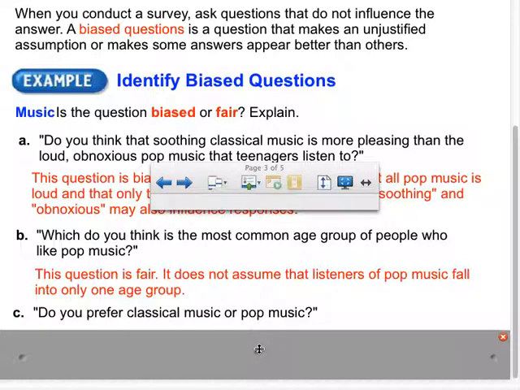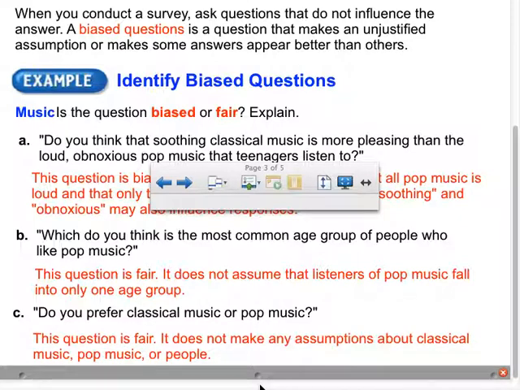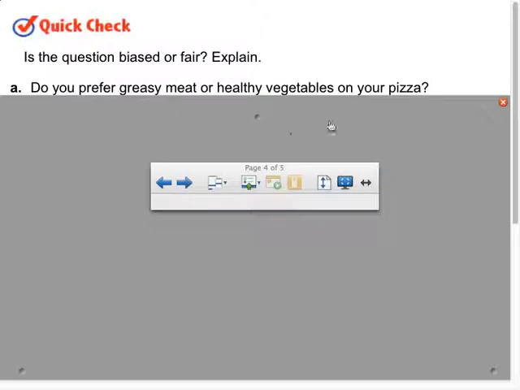Last one. Do you prefer classical music or pop music? It's fair. It's not describing one or the other with an adjective that would be opinion-based, right? It's just saying, hey, which one do you like, classical or pop? Okay? So that one is fair. It does not make any assumptions about classical music, pop music, or people. Okay? Pretty easy so far? All right. We're almost done.